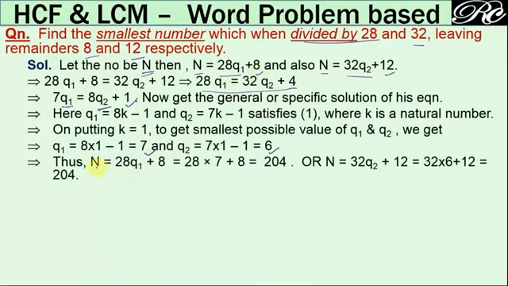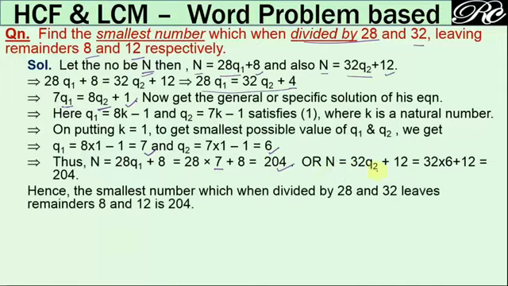So let us do it. n is equal to 28 q1 plus 8. 28 into q1, which is 7, plus 8, it is 204. Even we may calculate from q2, it is 32 q2 plus 12, 32 into 6 plus 12. Again we are getting the same answer, 204.